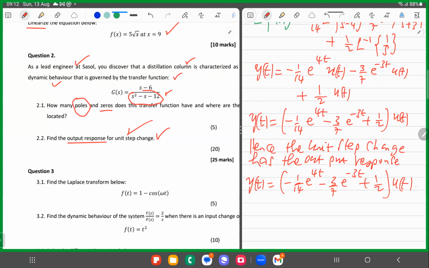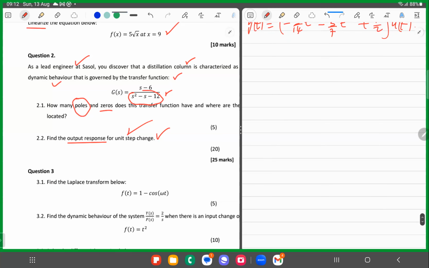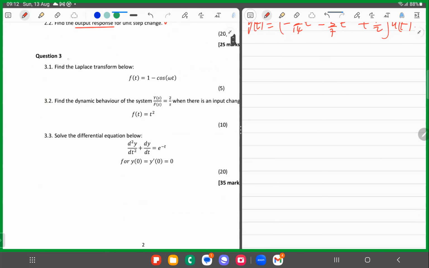Right, so we continue to the next one. As you continue practicing, I'm going to bring more questions on Laplace transforms today. So let's look at question 3, for example. Question 3 is saying find the Laplace transform of this function. That's pretty straightforward. So question 3 is about the Laplace transform of that.